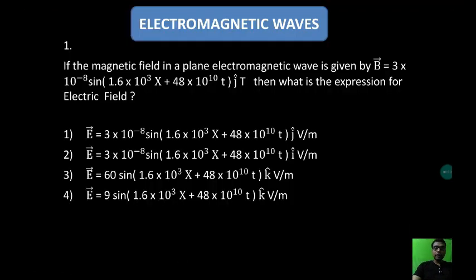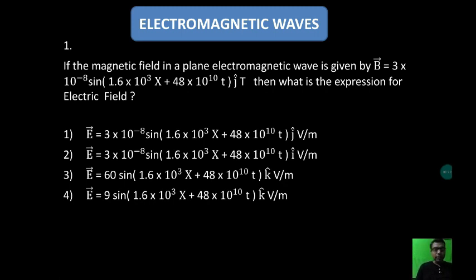The first question that has been asked in the paper for this particular set is: the magnetic field in a plane electromagnetic wave is given by B equals to this much Tesla. Then what is the expression for the electric field? I think this question is very much easier.